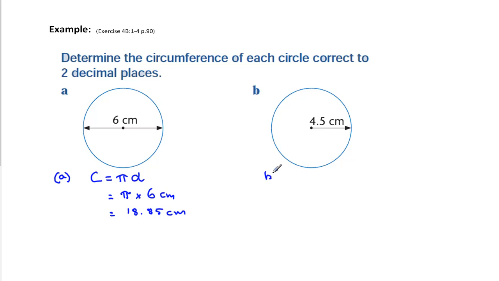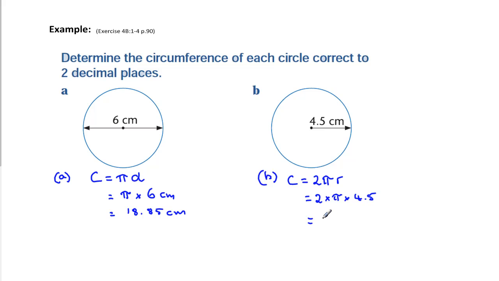In this question over here, we're given the radius. So instead of using pi d, we're going to use the formula, the circumference is equal to 2 pi r. Remember that the diameter is twice the radius. So it's just the same formula rewritten in a different way. So it's 2 times our calculated pi times our radius, in this case, 4.5 centimetres.